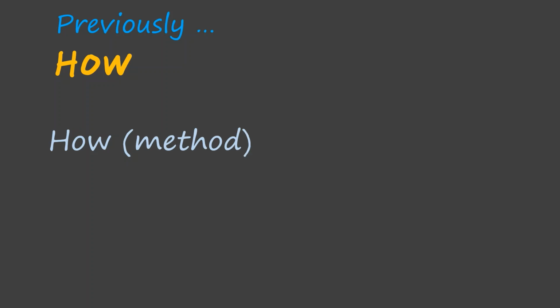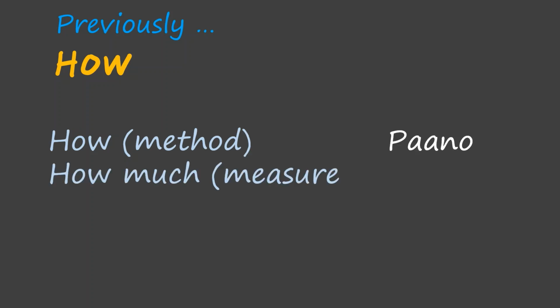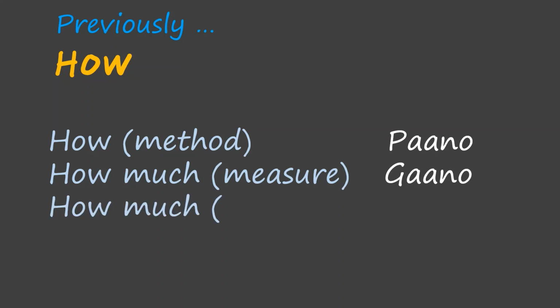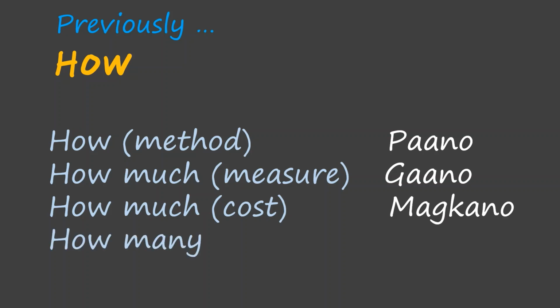Previously, we have learned that in Filipino, we have different ways to say how depending on the context. If we are asking about the method to do something, it's paano. How much is the measure of something? Gaano. How much is the cost of something? Magkano. How many is the count of something? Ilan.